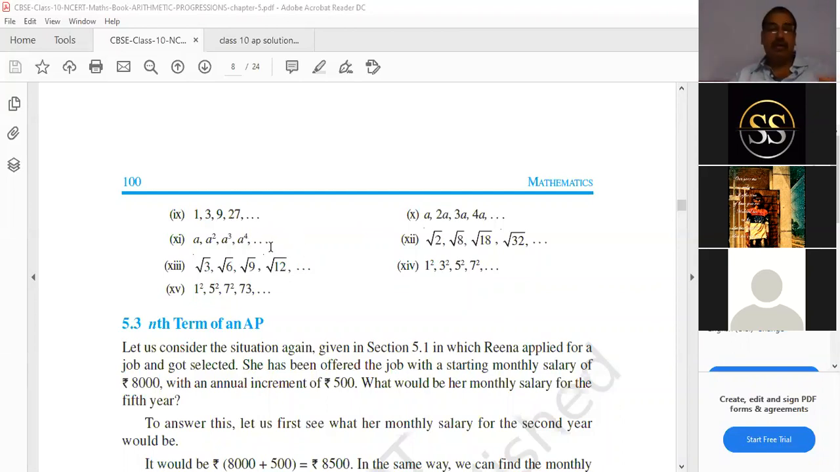Understand, everyone? Babu, Santosh, is it clear, Santosh? Yes, sir. Now the 12th one.